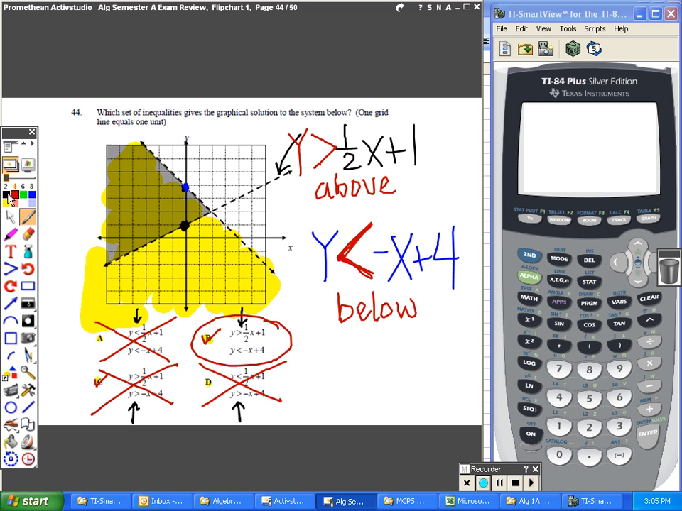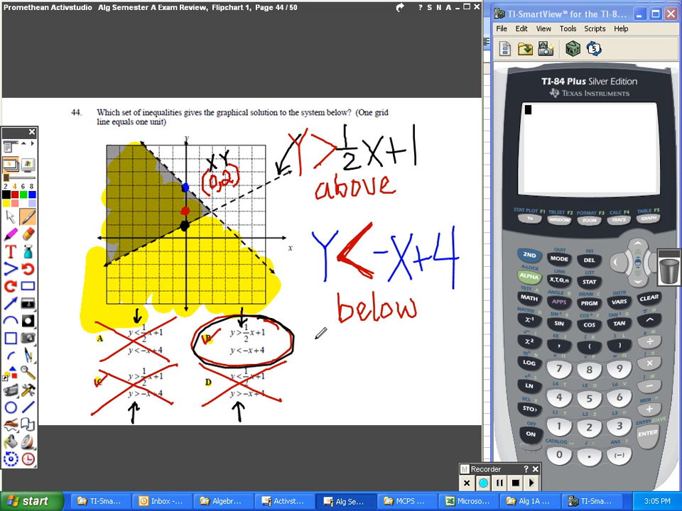One other way you can do this for people who don't really get the shading is this. Go into the shading and pick a point. I'm going to pick this point right here. That point would be 0, 2. And then check out how I can actually just check which answer is right. This is my x value, and this is my y value. And now I'll just plug them in. Let me check the one that I think is correct.